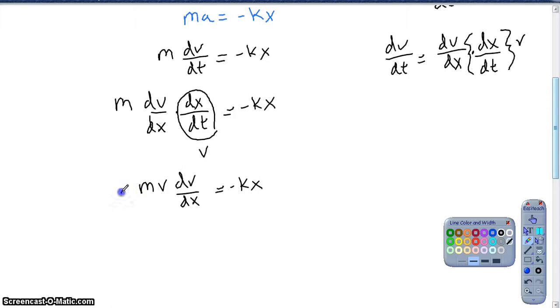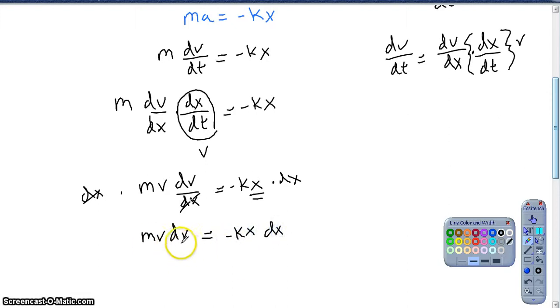Now the difference this time, when I multiply both sides by dx, I am isolating my variables and I do have an x on that side of the equation. Whereas in the previous example, when we didn't have an x on the right hand side, we actually do have an x over there now. So I have mv dv equals negative kx dx.